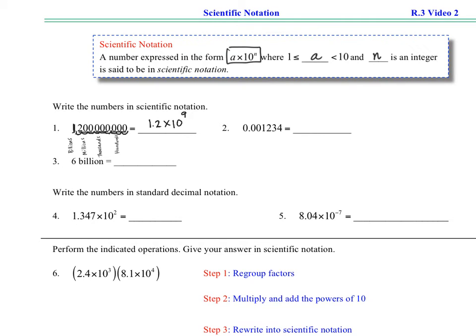Now this is a decimal, so we can write this as 1.234, and then we would move that over from 1, we'd go over 1, 2, 3 places. So it would be times 10 to the negative 3. And now 6 billion, so we would write that as 6 times 10 to the ninth.